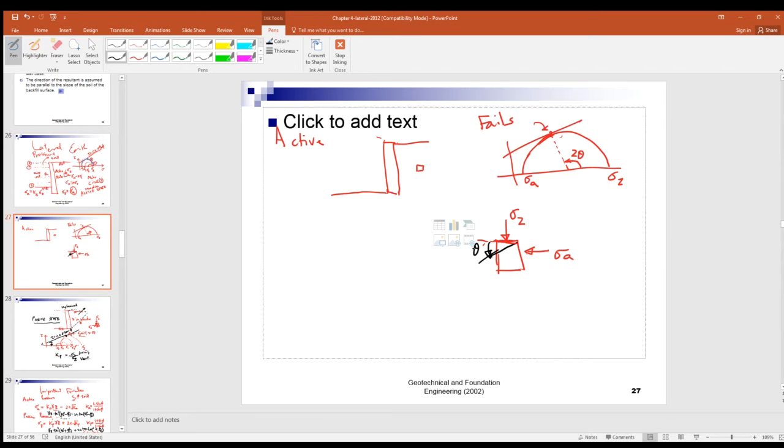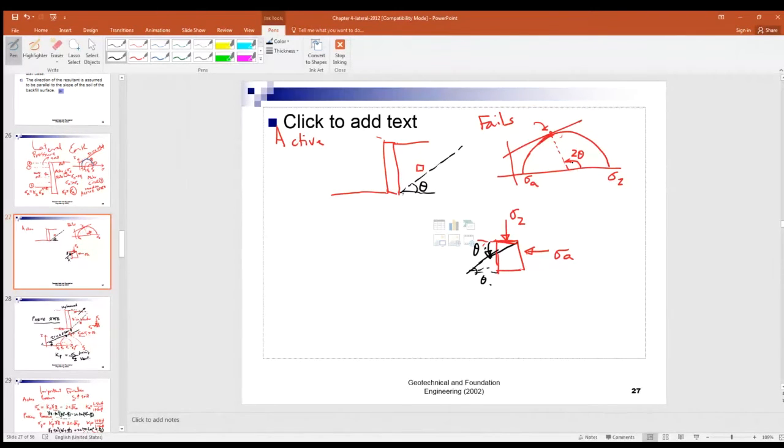Anti-clockwise theta, right? Here is 2 theta, but in the Mohr circle you have multiplied the angle by 2. Anti-clockwise 2 theta will give you the failure plane. In other words, when you draw here, that gives you the failure plane, right? So what's this angle? Again, theta, right? Because d theta is equal to d theta, so that is theta.